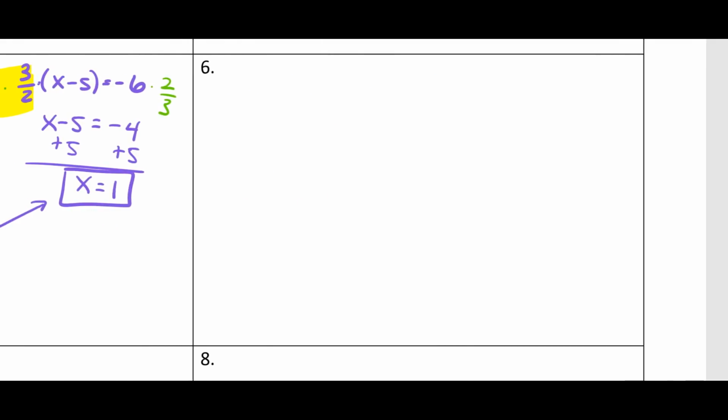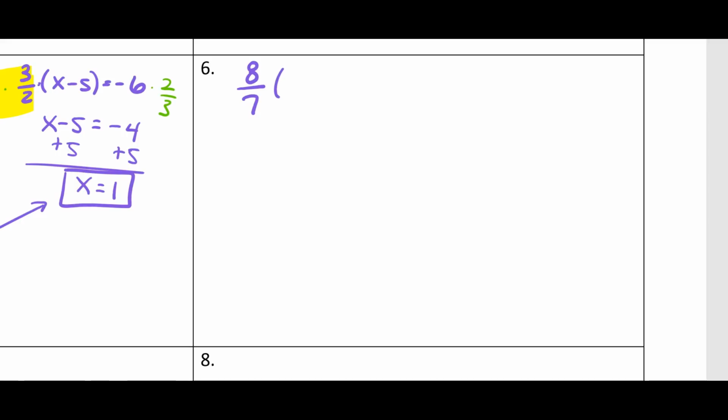Alright, so number 6 I want you to try. So I'm going to give you the problem. I want you to try doing the same method I just did over on number 5. One of the reasons that I would do it that way is because if you look at these numbers, distributing 8/7 times 3 and 1 is going to be very nasty. So I want you to try getting rid of the 8/7 first. When you're ready, turn the video back on and check to see if you've done it correct.